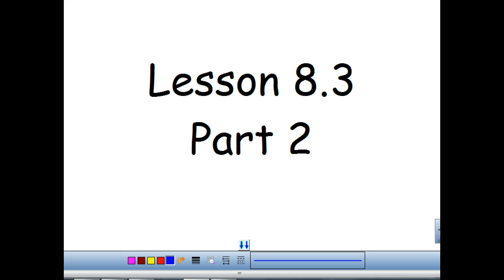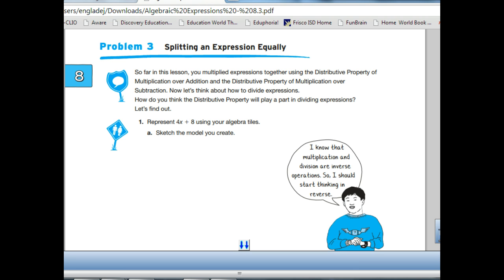And so today we're going to talk about the distributive property, instead of over multiplication, it's going to be over division, and it's going to be using addition and subtraction. Okay, so we're picking up where we left off yesterday, and that's on problem 3, splitting an expression equally.